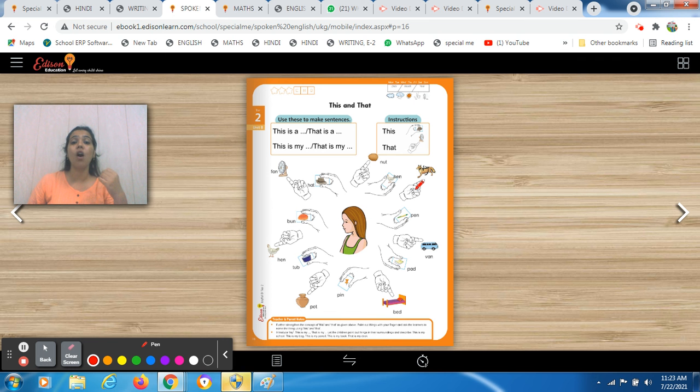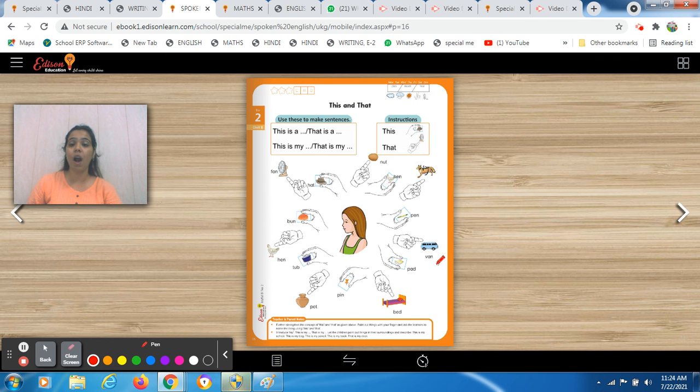That is a fox. How will we form a sentence? Because the fox is far away from her, she will say that is a fox. Now the pen is near to her, so she will say this is a pen, or she can say this is my pen. Now see the van.